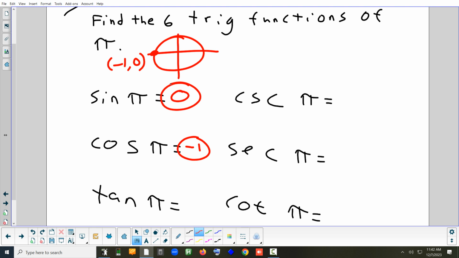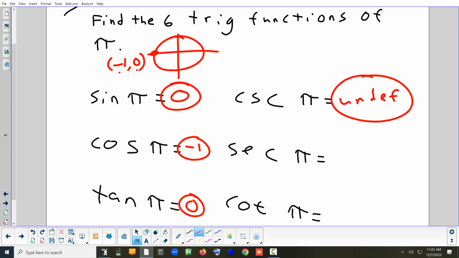And the tangent of pi? 0. Oh, wait, no. Tangent is 0 divided by -1. So that's okay. So that would make cosecant undefined. That makes the cosecant undefined.